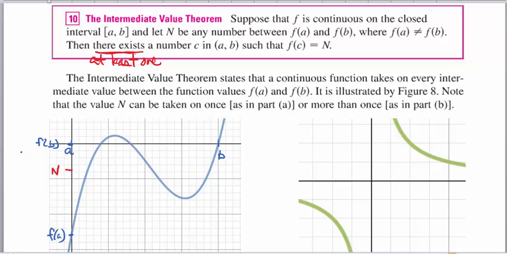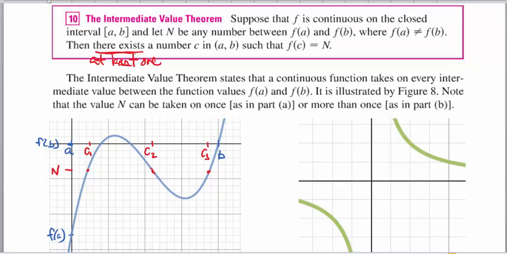So in this case, if you look, there's going to be one here, and one here. So in this case, there's actually 3 values of c. I can call this one here my c1, this one here my c2, and this one here would be my c3. So in this case, there's 3 numbers in the open interval from a to b such that f of c equals n. All right.